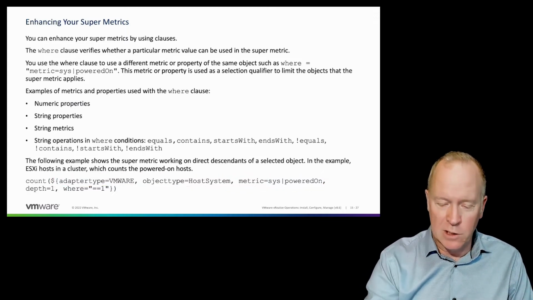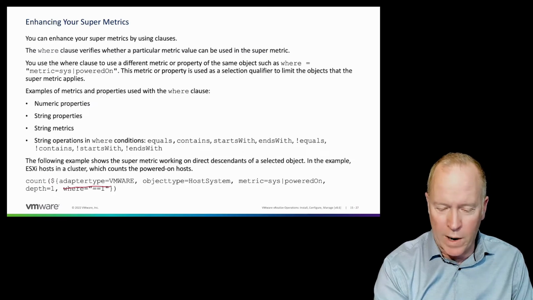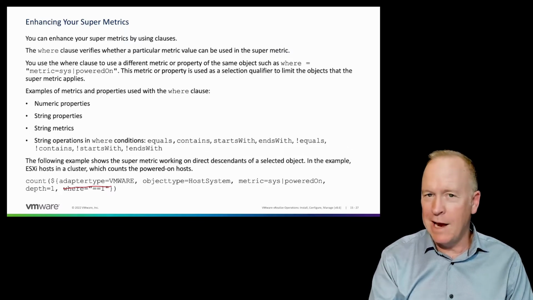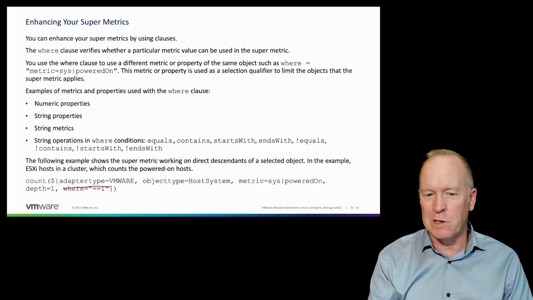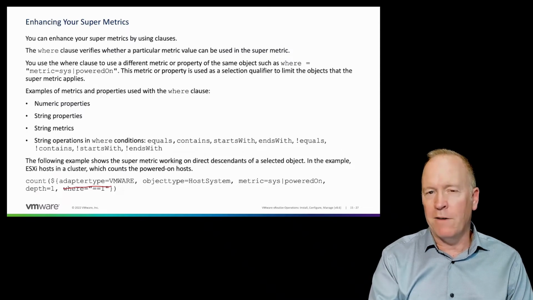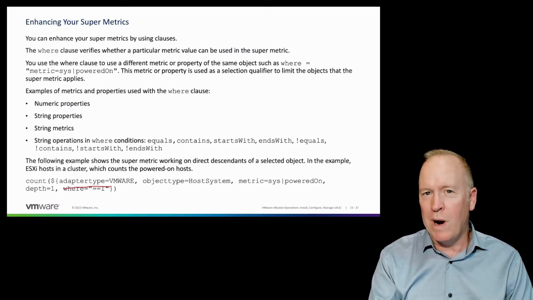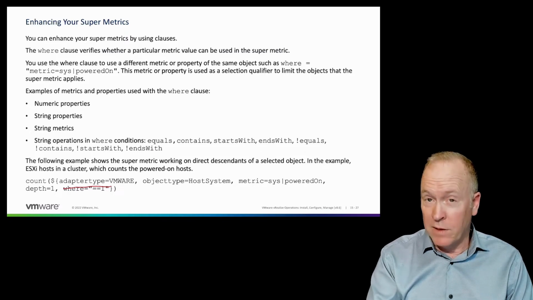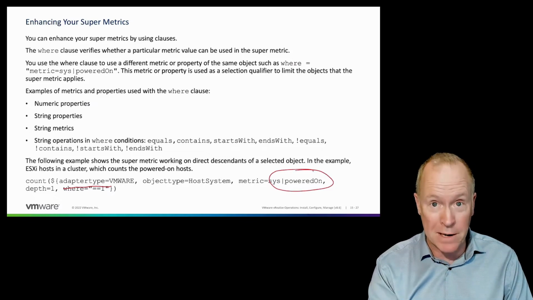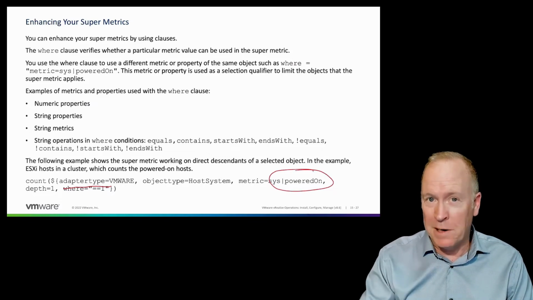If we use the supermetric and left off the where clause, then this supermetric would tell us how many hosts there are in our environment, which is not what we want. What we'd like the supermetric to do is to let us know how many hosts are powered on. If we leave off the where clause here, the reason why we're going to get a count of the number of hosts is because every host has this performance metric. I don't want a count of how many hosts have this supermetric.